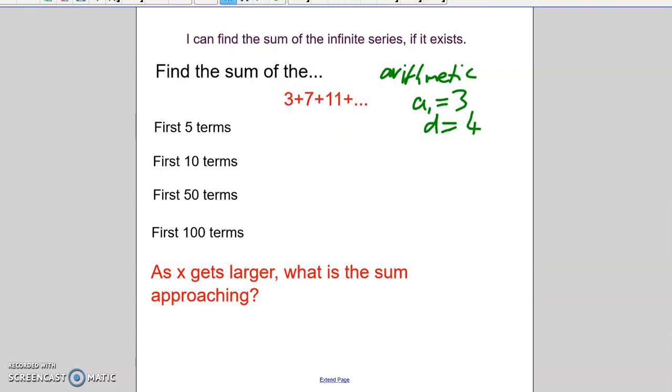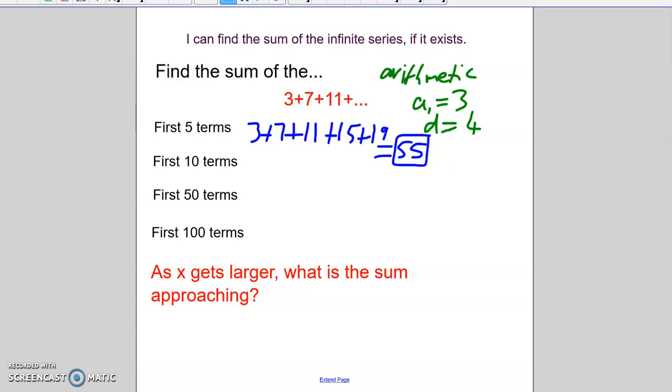Okay, so let's find now the sum here. And with this one, we're going to use the arithmetic formula. Or maybe for the first 5 terms, I can skip that and just write 3 plus 7 plus 11. And then if I add 4, that's 15. If I add 4, that's 19. If I plug that all into a calculator, that is 55. So the sum of the first 5 terms of this arithmetic series is 55.